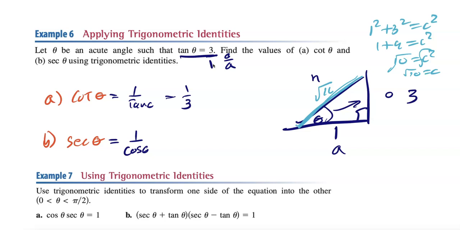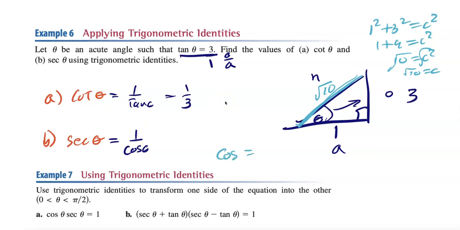So that's my hypotenuse. And then cosine, using SOHCAHTOA, would be 1 over radical 10. But we're doing secant, so we're going to flip that. So just square root of 10, or radical 10. So that's the idea.